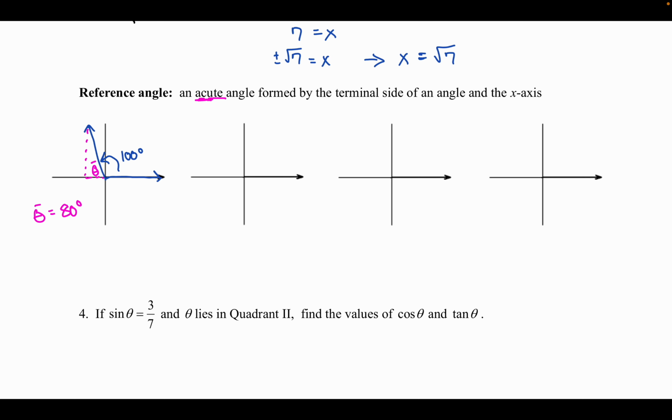Let's look at if I had an angle that ended up in the third quadrant. Let's do a 240 degree angle. That would end us up in the third quadrant, about there. That's 240 degrees. Then my reference angle would equal 240 minus 180. It would be 60 degrees.